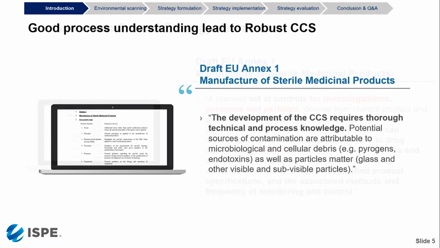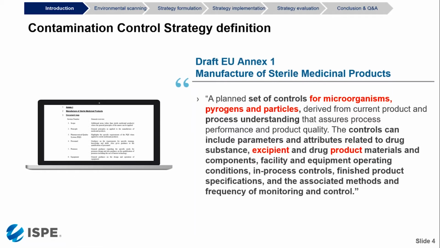In other words, the CCS is also a planned set of control, and it's an interesting definition here: a planned set of controls for microorganisms, pyrogens, and particles, derived from current product and process understanding, that assure the process performance and the product quality. The controls can include parameters and attributes related to the drug substance, excipient, drug product material and components, facility and equipment operating conditions, in-process controls, finished product specifications and associated methods, and the frequency of monitoring and control.